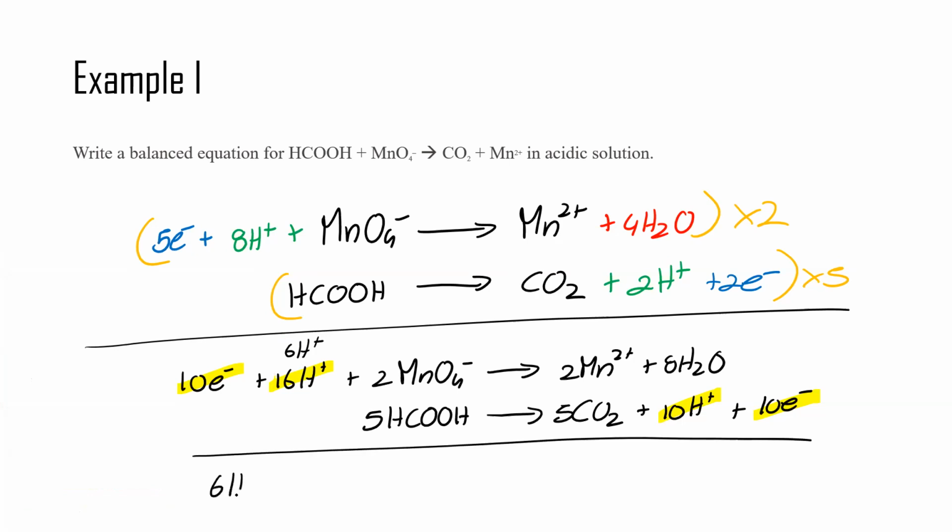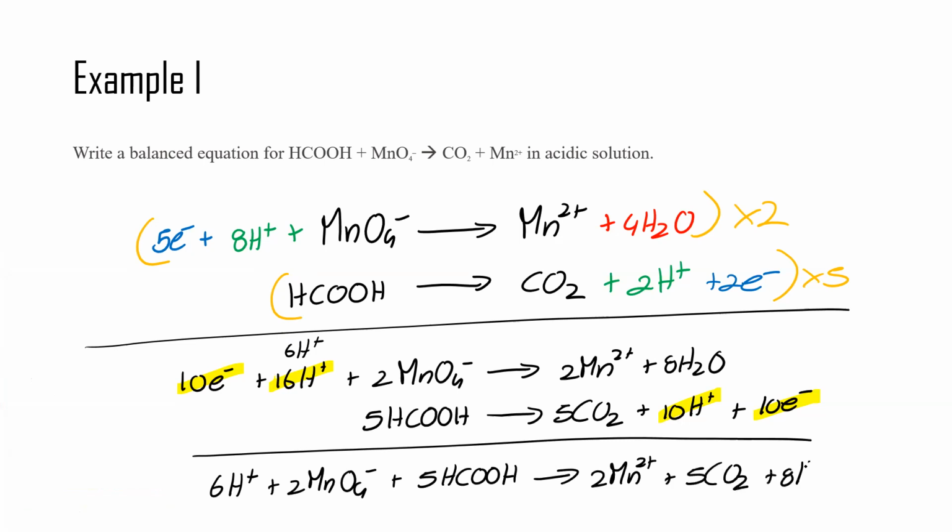So we add them up: 6H+ plus 2MnO4- plus 5HCOOH to give 2Mn2+ plus 5CO2 plus 8H2O. And that is your final balanced answer.